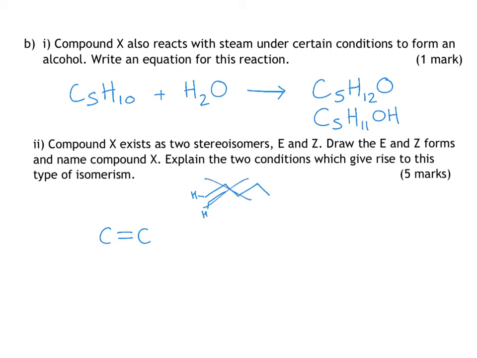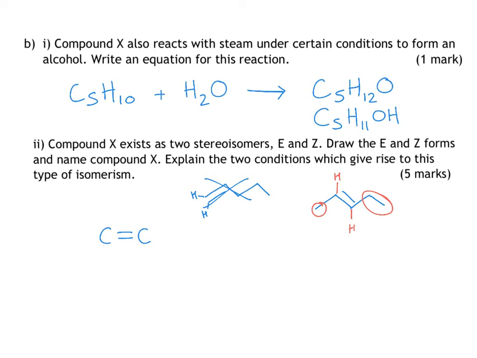What about pent-2-ene? Pent-2-ene does. So if I just put the double bond on the 2nd and 3rd carbons, then if I were to look at the carbon on the left of the double bond, it's got a methyl group and a hydrogen atom, and the other one has got an ethyl group and a hydrogen atom. And so it turns out that those are my 2 stereoisomers.